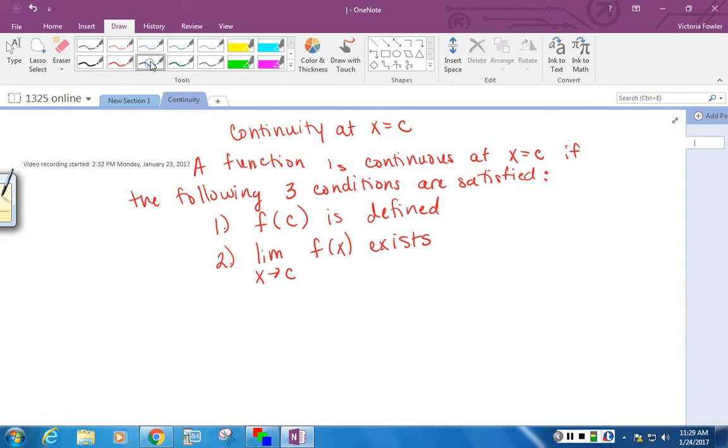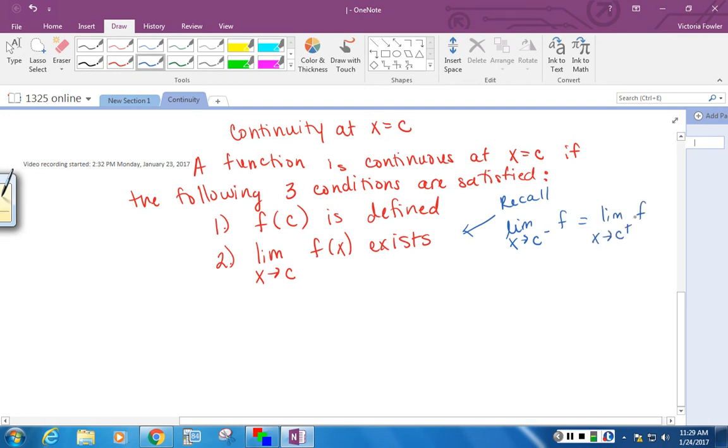Now we know there's a little bit more to that because in order for the limit to exist, recall that that means that the limit as x approaches c from the left has to equal the limit as x approaches c from the right. That's what it means for that limit to exist. So there's a little bit of checking to do with that second condition.